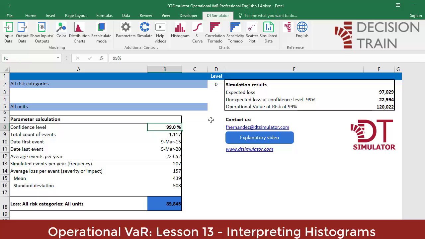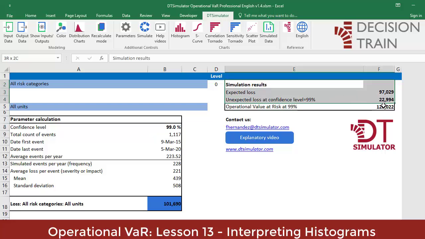Basel II requires the percentile to be 99.9%, but it can easily be changed to any other percentage. It is enough to modify such data in cell B8. We are going to use the 99.0 percentile for our example.